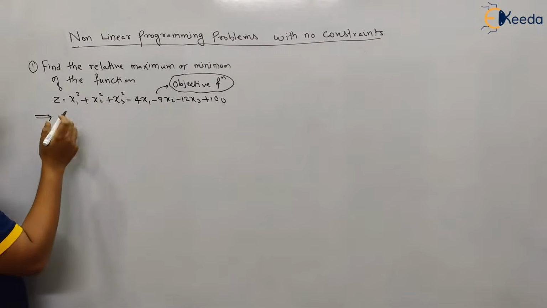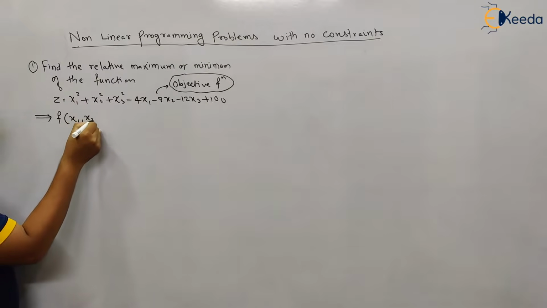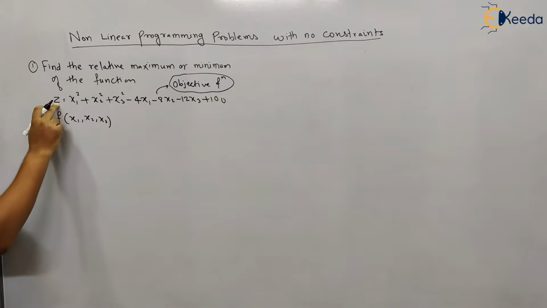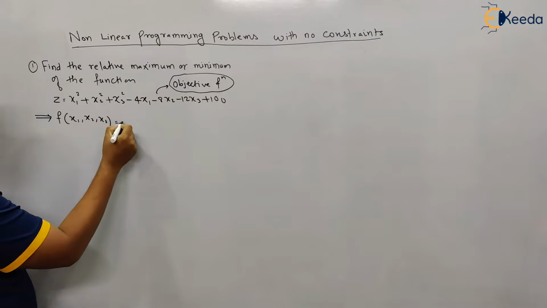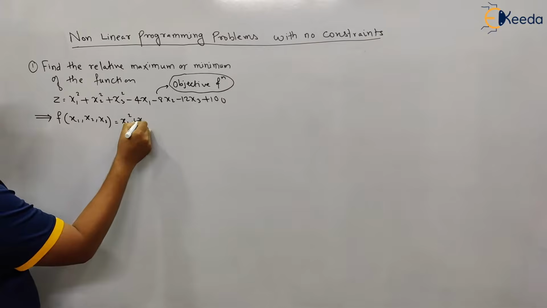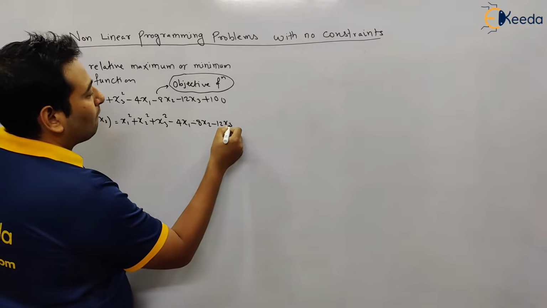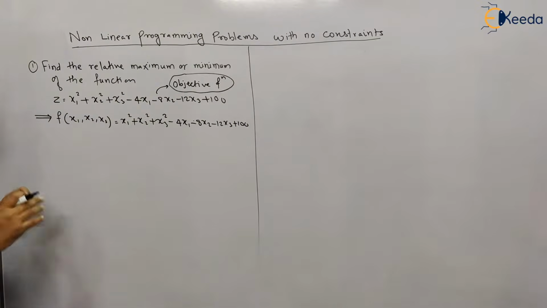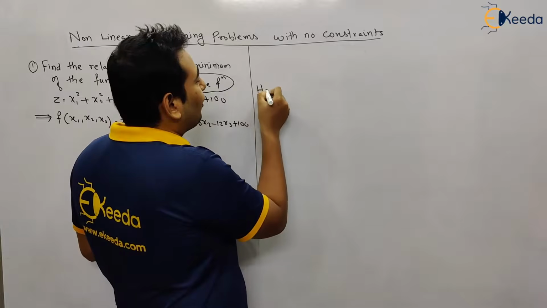First of all, let's assume this function as x1, x2, x3. Let me assume this z as function of x1, x2 and x3, that is equal to the same function I am copying. There is a concept of Hessian matrix. First of all, let us discuss that Hessian matrix.